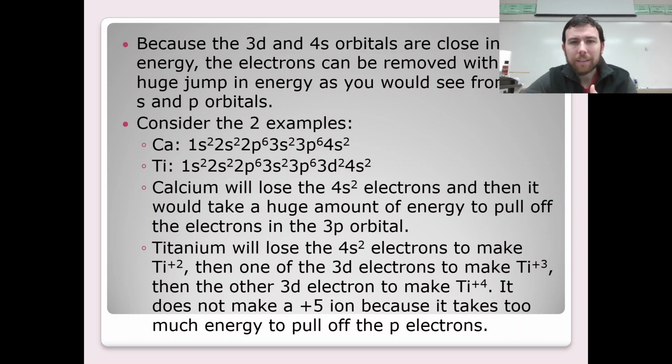Well, in titanium, losing those 4s electrons, you form the titanium 2 plus ion. Well, because the 3d orbital is relatively close in energy to the 4s orbital, you could remove one of the 3d electrons to make the titanium 3 plus ion, or even another to make the titanium 4 plus ion.